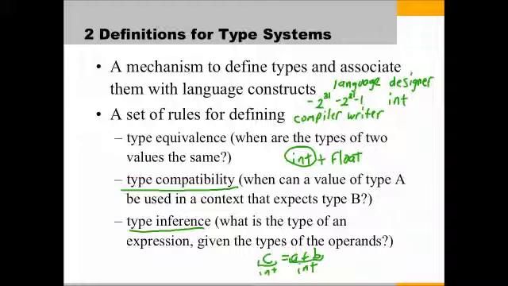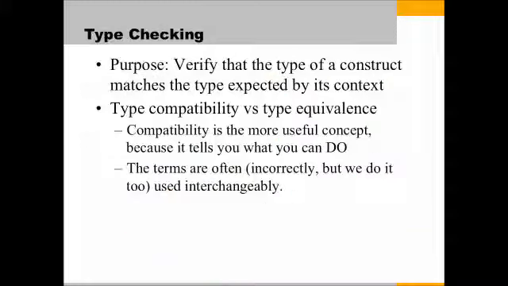Of course, it could be the case that C is a float, in which case we have type compatibility because we know how to convert an int to a float. So for our purposes, we actually think that type compatibility is the more useful concept because it tells us what we can do. We can add a float and an int.